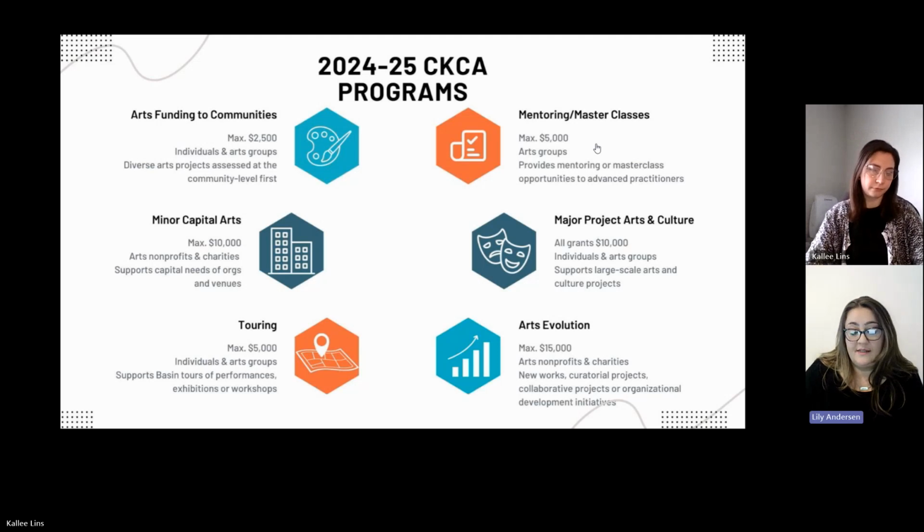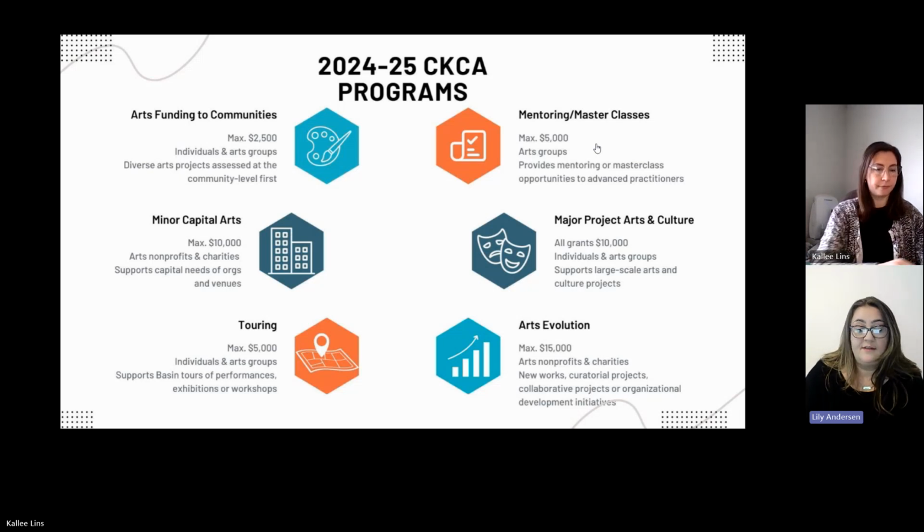Moving on to the next one, which is touring. The eligibility for this program is for individual artists in all disciplines or arts and culture groups and organizations who are registered or non-registered. The types of projects would be for tours of arts and culture performances, exhibitions, and workshops. And the maximum request for this one is $5,000.